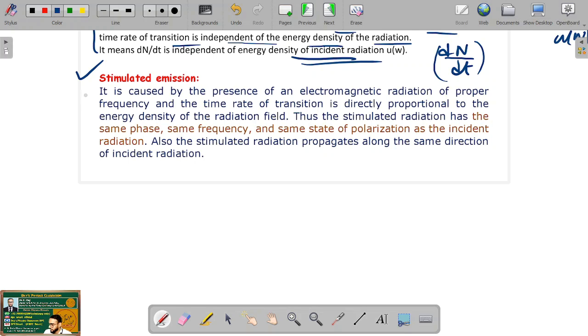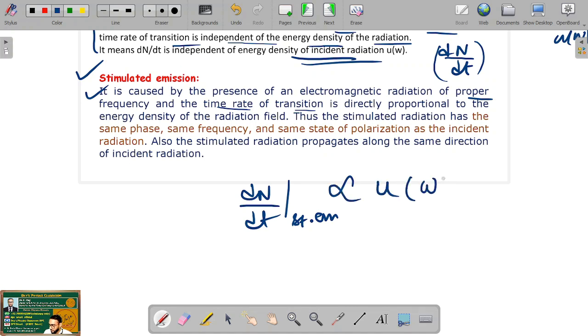Stimulated emission means it is caused by the presence of an electromagnetic radiation of proper frequency, and the time rate of transition is dN/dt. Stimulated emission is written like this: dN/dt for stimulated emission is directly proportional to the incident energy density of the radiation, that is u(ω). Thus stimulated radiation has the same phase, same frequency and same state of polarization as that of the incident radiation, and also the stimulated radiation propagates along the same direction as that of the incident radiation. So these are the two types of radiative transitions, spontaneous and stimulated emission, and their differences.